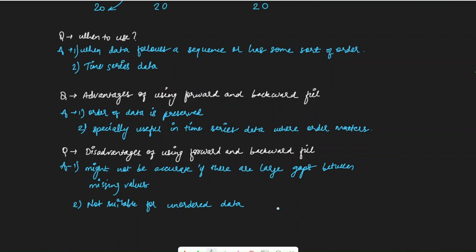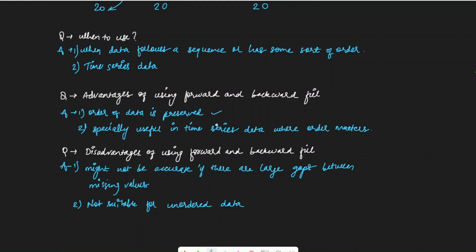Now the question would be, when should we be using forward fill and backward fill? When our data has some sort of order present in it, or it follows some form of sequence, then we should be using forward fill and backward fill. And the second scenario is when we have time series data, because again it will have some sort of order in it.